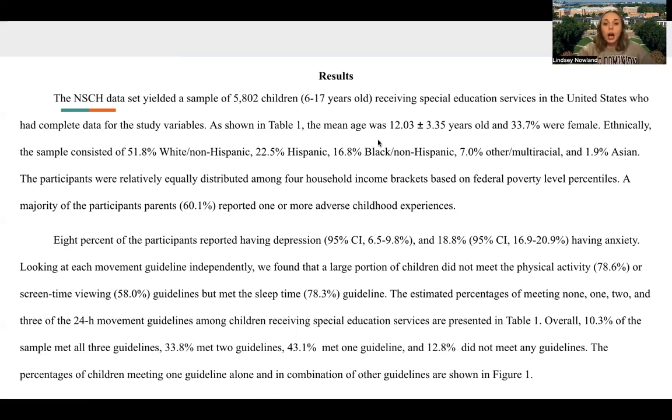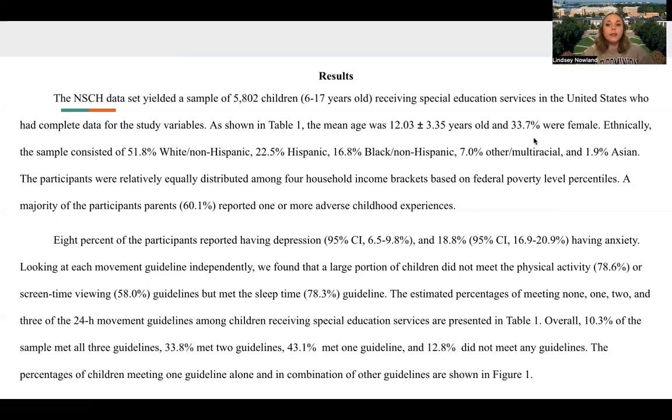So the mean age of these 5,802 children was 12.03 years old, plus or minus 3.35. This plus or minus tells you that this 3.35 is the standard deviation. The age range of my participants was 6 to 17. However, the average age was 12.03 years. So on average, the participants were 12.03 years old, plus or minus 3.5 years.